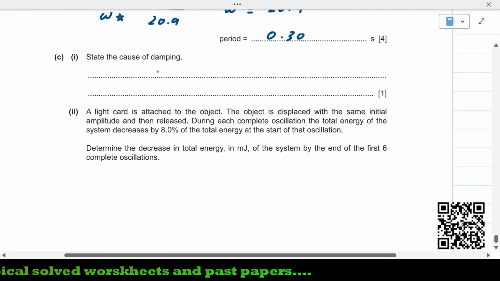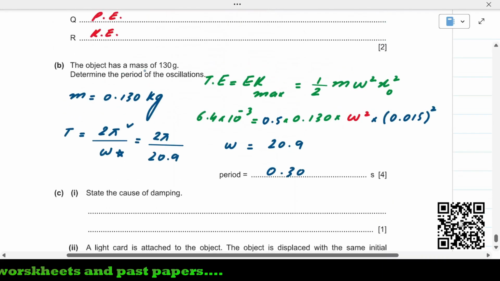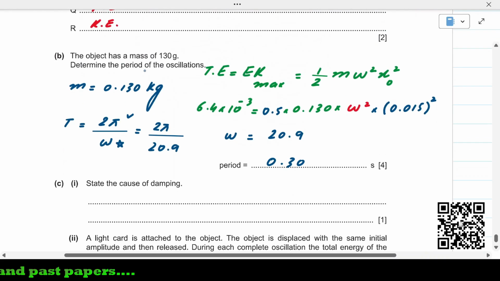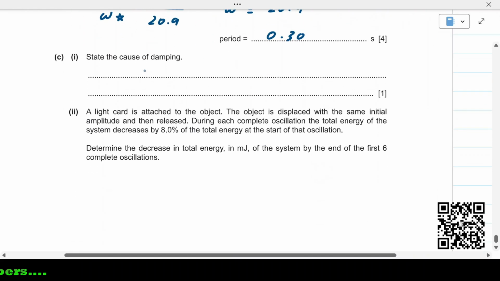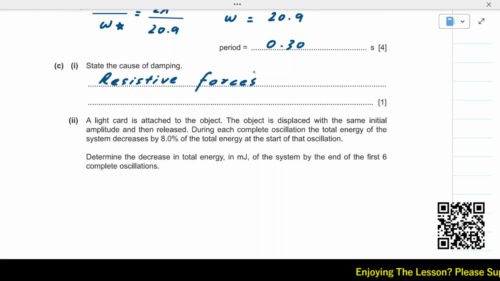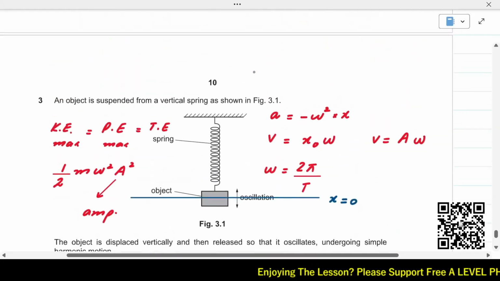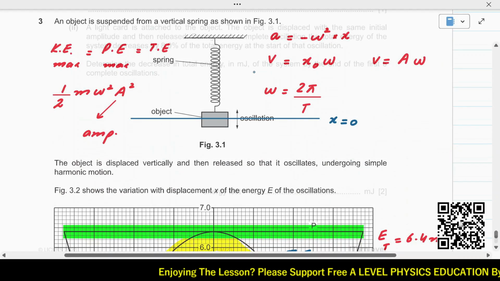State the cause of damping. So we need to understand what damping is. Only then can we answer this question: what could be the cause of damping? The resistive forces could be the air resistance in this case, for example.